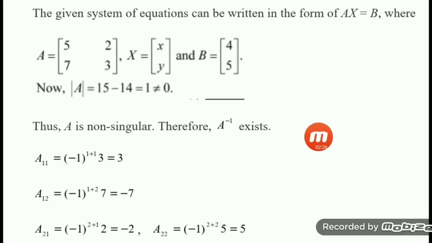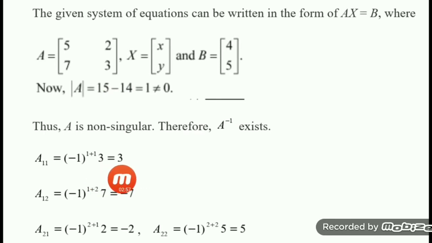What is the formula for getting A inverse? Hope you remember: A inverse is equal to 1 by determinant of A into adjoint of A. And to get the adjoint, you have to find the cofactors, then take the transpose. So let us find the cofactors. What is the cofactor of 5? That is A11. Deleting the row and column where 5 is present, it is minus 1 to the power 1 plus 1, and the remaining determinant is 3. So we get minus 1 to the power 1 plus 1 into 3, which is equal to 3.